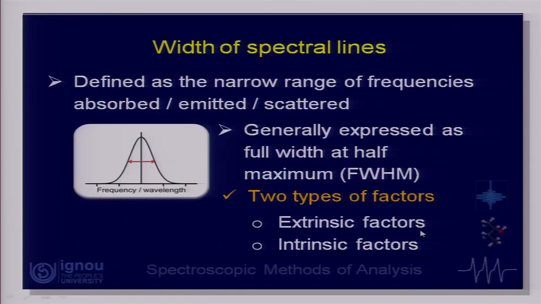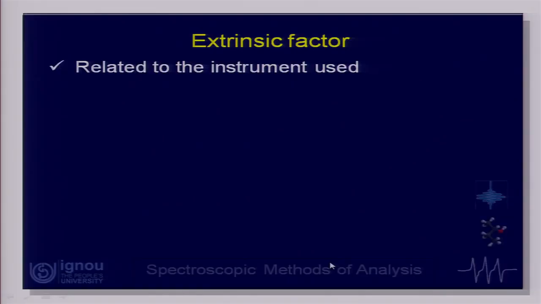And for this, there are two types of factors which determine this. One is the extrinsic factors, the other is the intrinsic factors. Let us understand these two factors. The extrinsic factors are related to the instrument being used. Typically we have a source of radiation, and the radiation passes through some kind of slit which chops off most of the radiation, allows some radiation to pass through, and that radiation comes onto the system which is getting absorbed.